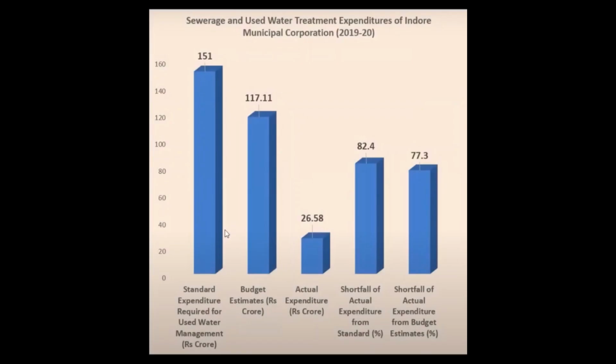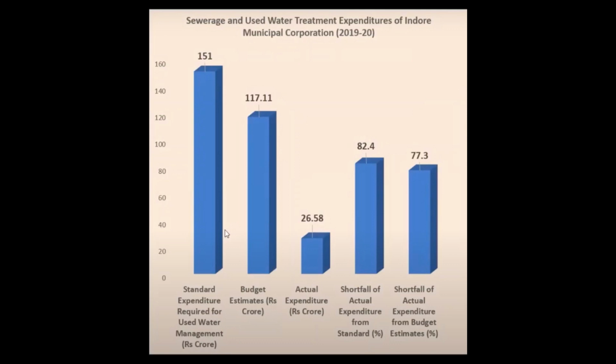The expenditure required for providing quality sewerage and sewage treatment is Rs 151 crores per year. The expenditure estimated in the budget for 2019-20 was Rs 117.11 crores. However, the actual expenditure was only Rs 26.58 crores. Thus, there was a shortfall of 77.3% from the budget estimate and 82.4% from the standard expenditure norm.